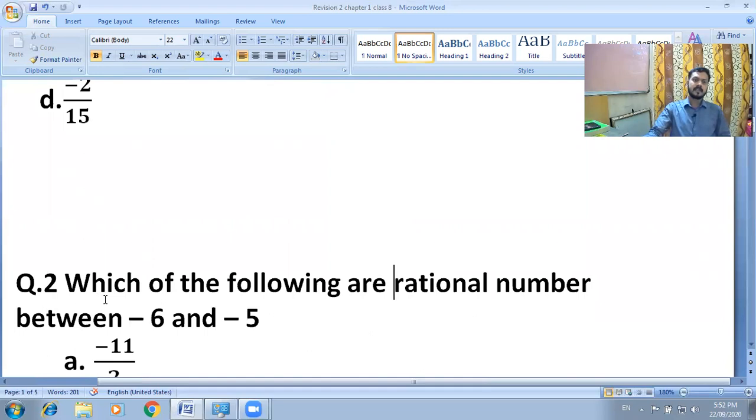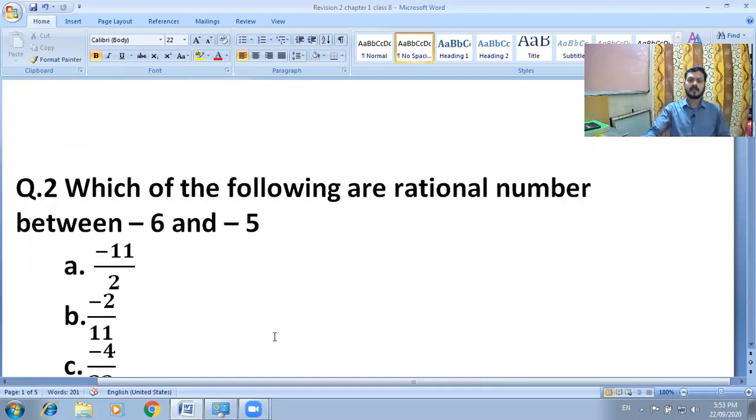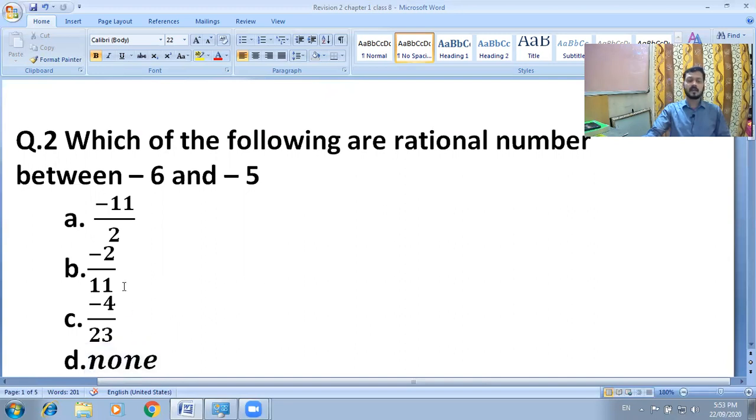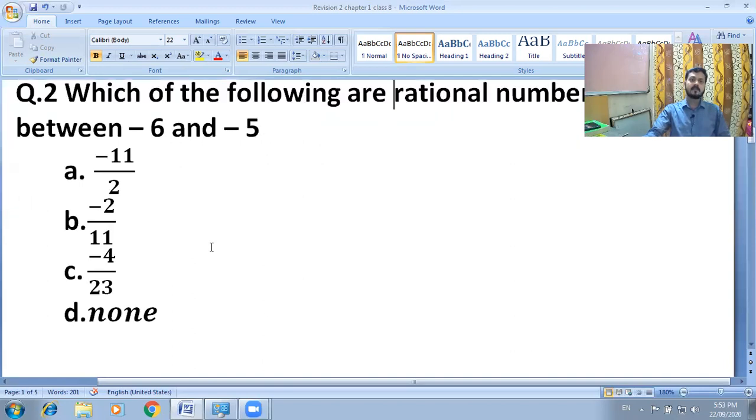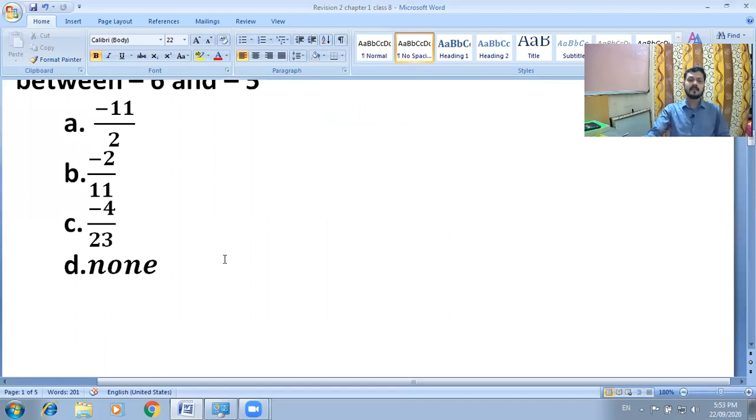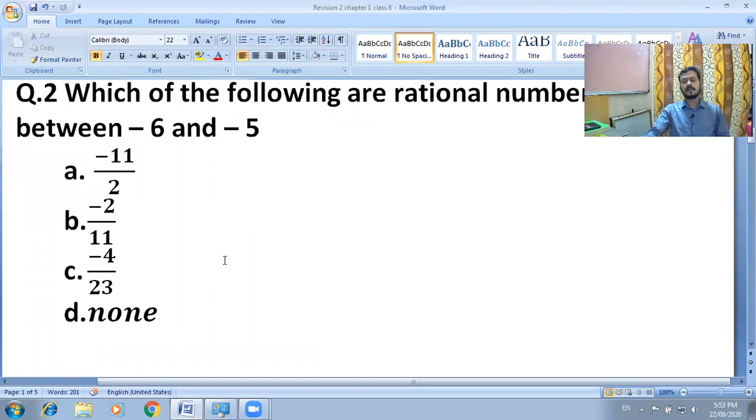Proceed to question second. Which of the following are rational numbers between -6 and -5? Everyone knows there are countless rational numbers between two rational numbers. Everyone knows the procedure. But which of the following rational numbers lie between -6 and -5? First, you can decide whether the given number is a rational number or not. Then you can solve on your copy. Then you can reach your decision as to which options are correct.